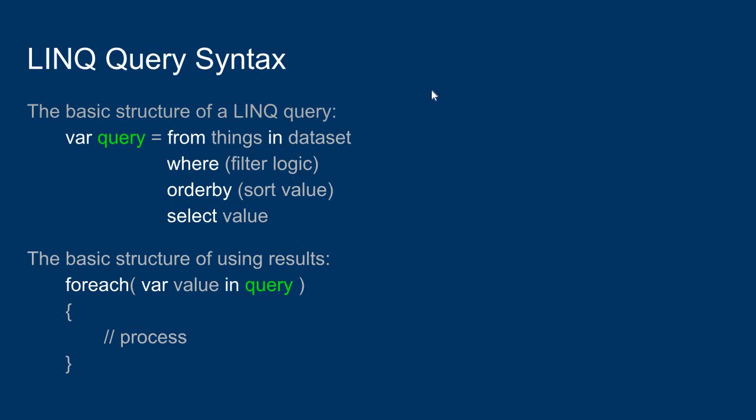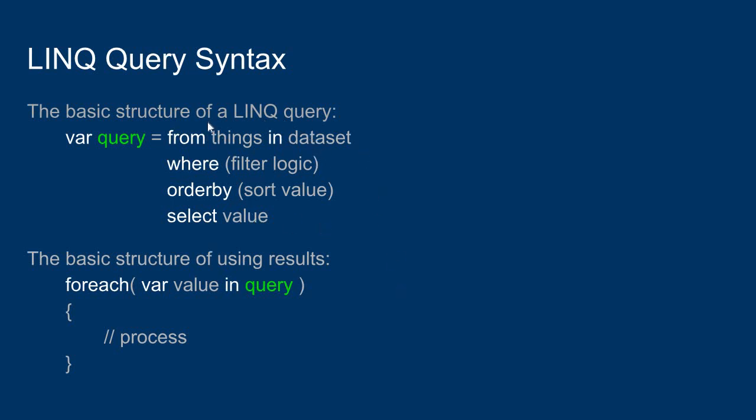So if we wanted the results in some type of ascending or descending order, we can add this statement. And then finally, the select statement says from this data set, what pieces am I extracting? Now, if I just have an array of integers, then I'm extracting integers. But if I had an array of objects, maybe I could extract a property from each object. So I can remove a piece from the resulting data set.